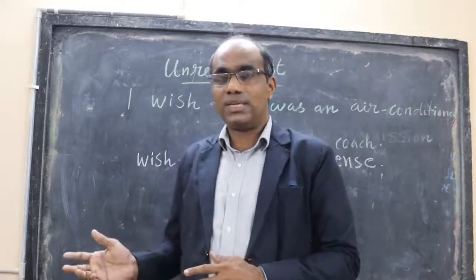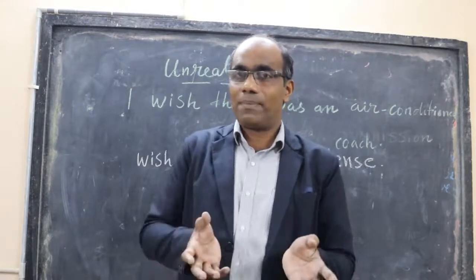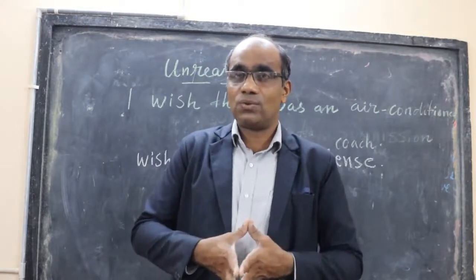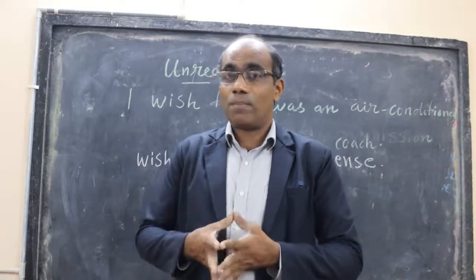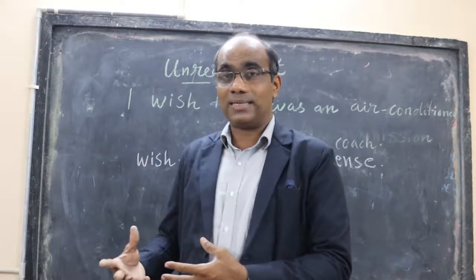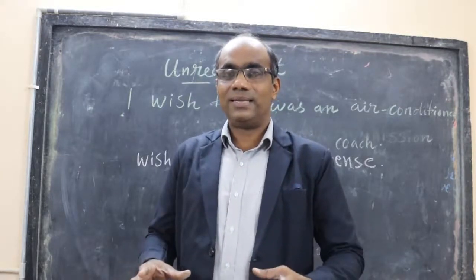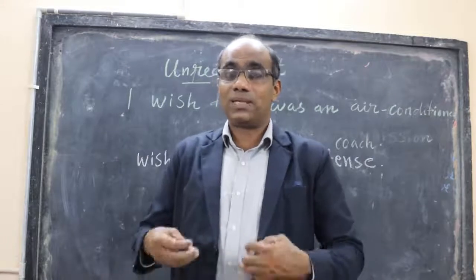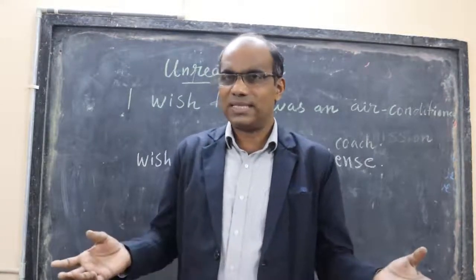And also we talked about the unreal past. In unreal past, there are three things. A wish is there. Then a subject is there, and also past tense. It is used in the past tense. I wish I were. It is something that did not happen, but is the wish of the person expressing it. So only three things, simple things.